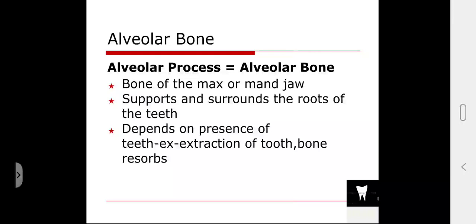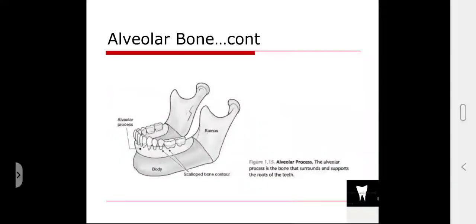The alveolar bone: the alveolar process equals the alveolar bone. It's the bone of the maxillary or mandibular jaw that supports and surrounds the roots of the teeth, and it depends on the presence of teeth. If you don't have your tooth structure in there, you're going to get resorption. Without healthy alveolar bone, you do not have support for your teeth. And this is just an example of what the alveolar process looks like.